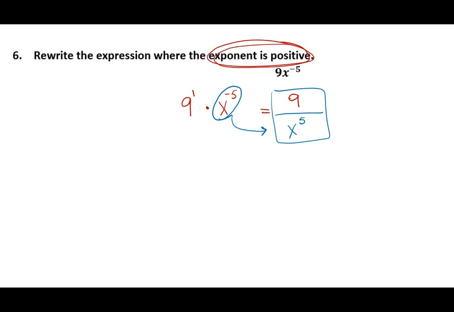So the explanation here would be negative exponent property. This would be the explanation.